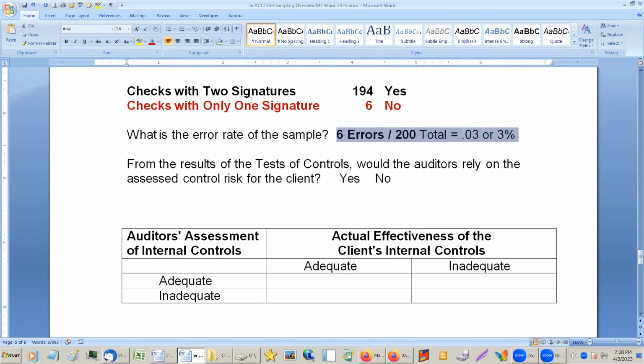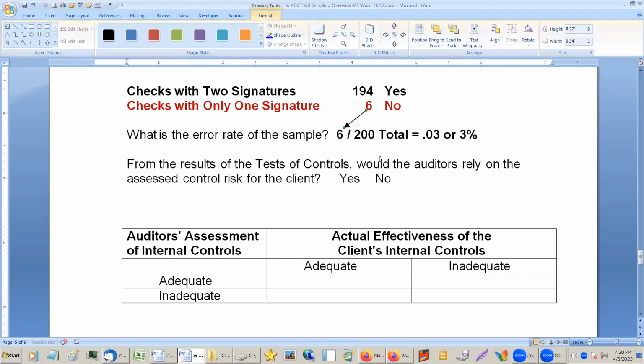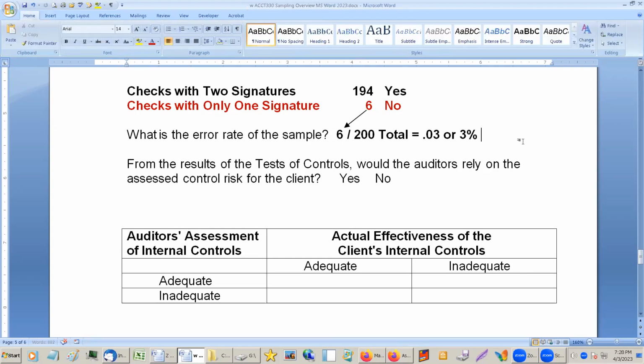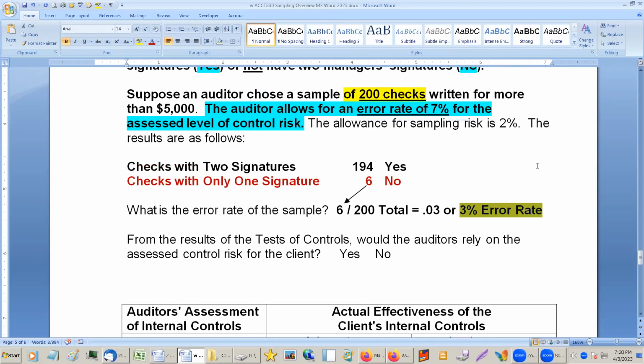I'm going to clean this up a little bit. Okay, so these 6 errors, this is going to be the error rate. This is what we found. This is our best estimate as far as what the error rate is. The error rate is 3%.